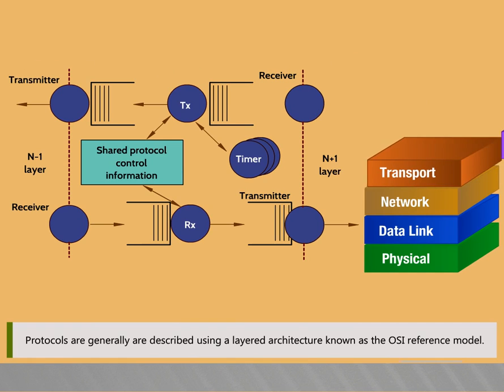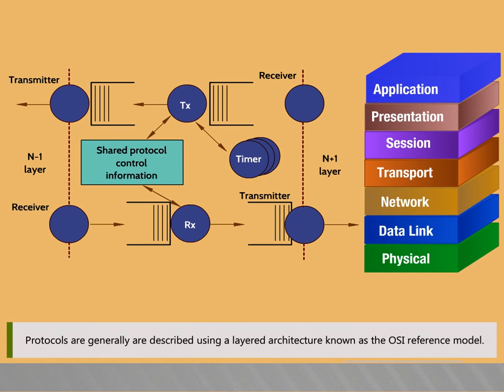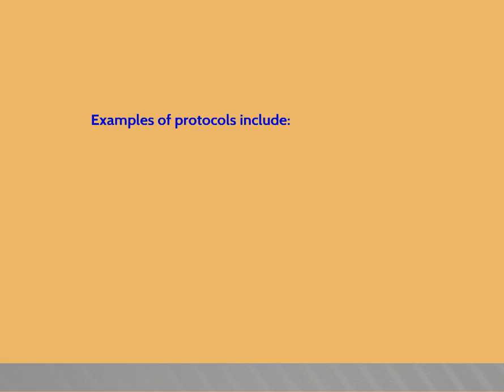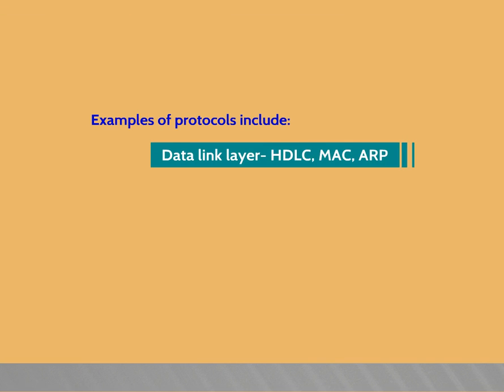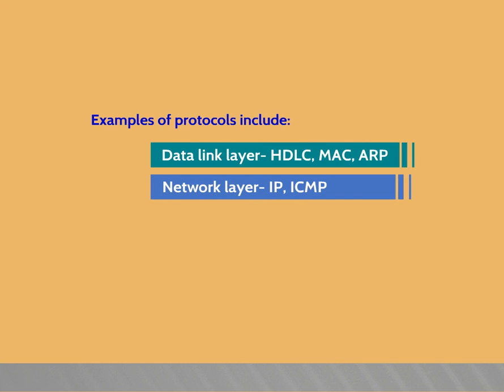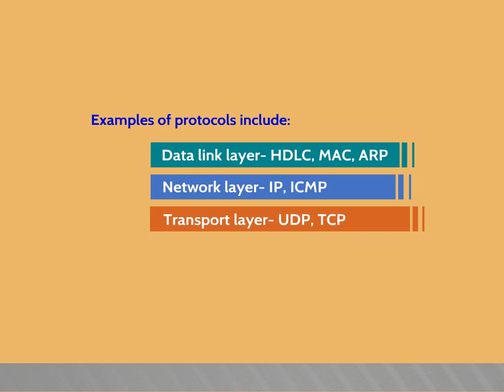Protocols are generally described using a layered architecture known as the OSI reference model. Examples of protocols include data link layer: HDLC, MAC, ARP; network layer: IP, ICMP; transport layer: UDP, TCP.